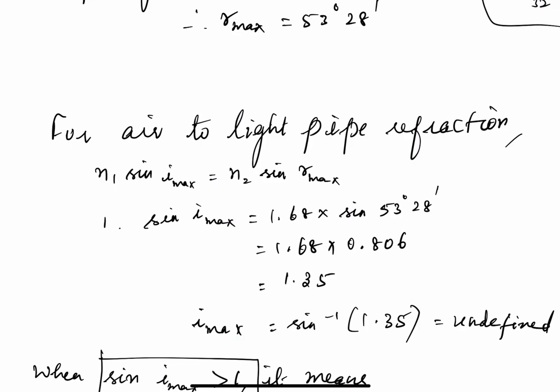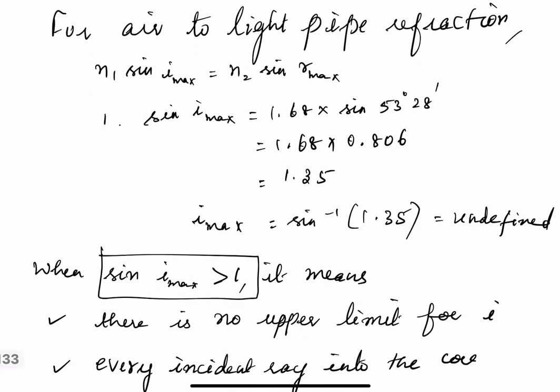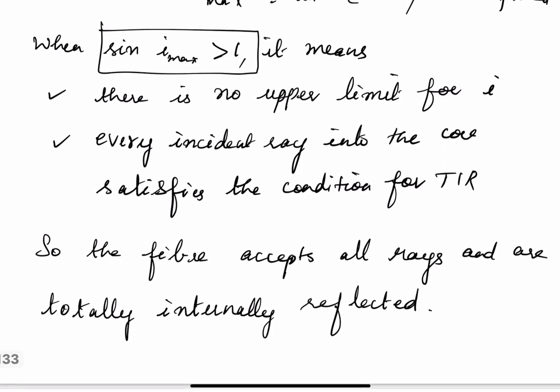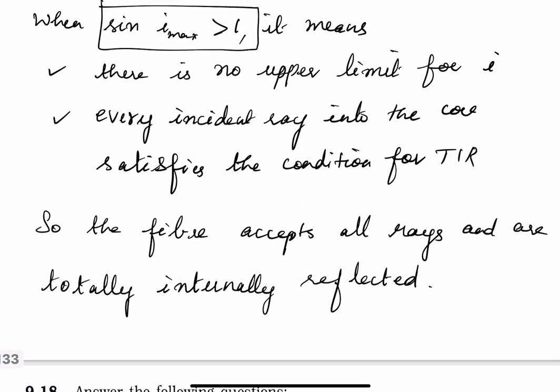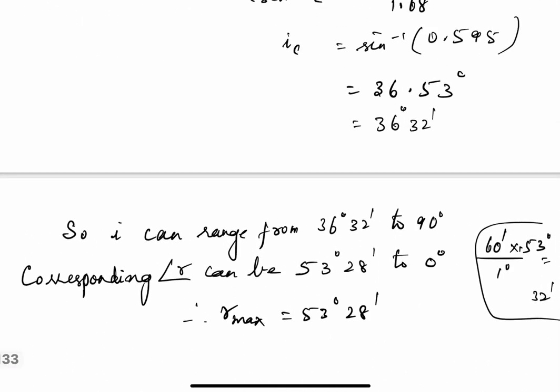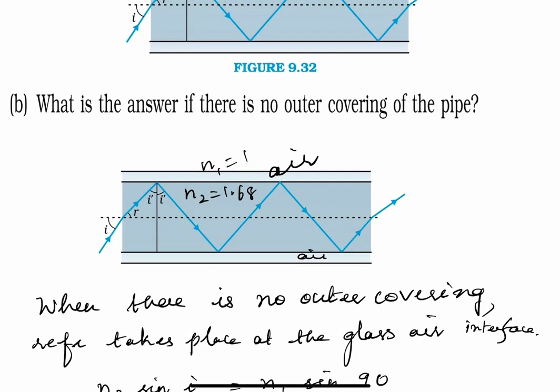So maximum angle of incidence is sine inverse of 1.35, which is undefined, because maximum value is sine inverse 1, which is 90 degree. This is an undefined value, which implies there is no upper limit for I. Every incident ray into the core satisfies the condition for total internal reflection. That is, the fiber accepts all the rays and are totally internally reflected. There is no restriction at all. Whatever ray comes here, right from 0 degree to 90 degree, the light suffers total internal reflection and they get propagated inside.